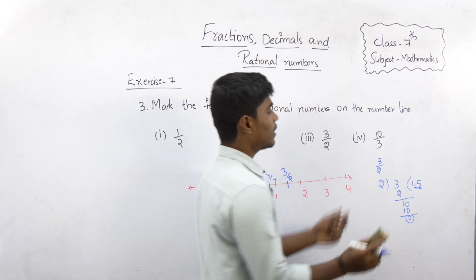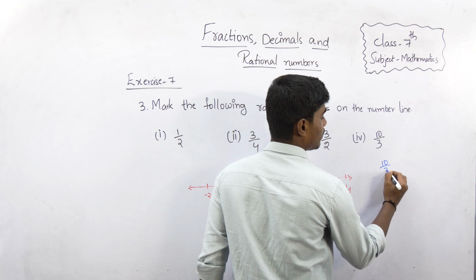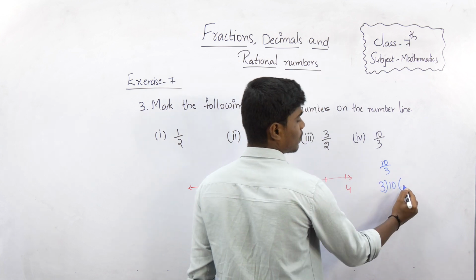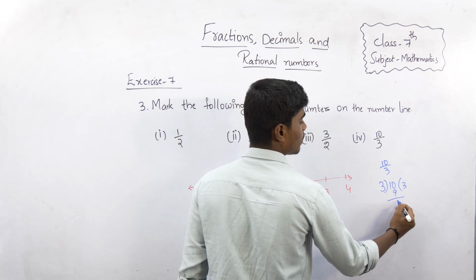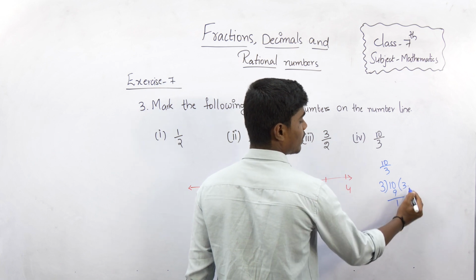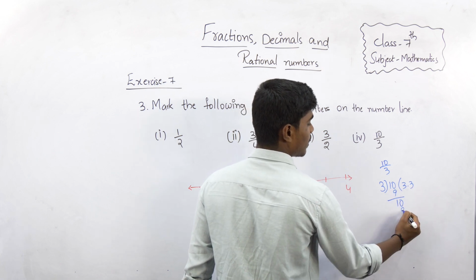Now the last one, 10 by 3. 10 divided by 3. 3 3s are 9. The remainder is 1.0. 3 3s are 9.